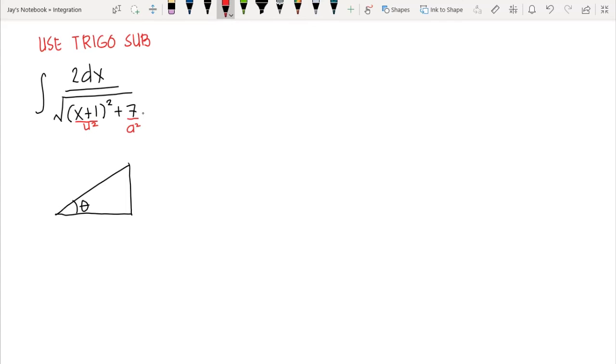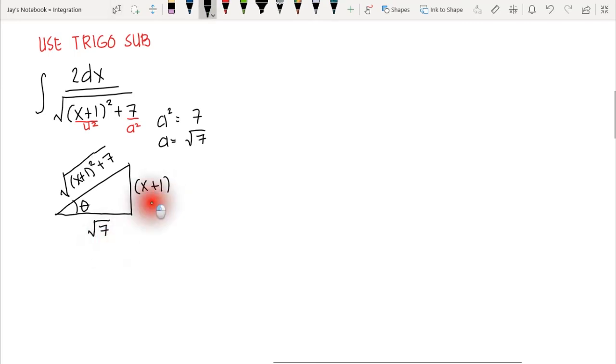We know that any function of x should be our opposite of theta. So we have here x plus 1 as the opposite, and the adjacent. Now our a, since a squared is 7, is the square root of 7. So this one here is the square root of 7. And then our hypotenuse is the square root of x plus 1 squared plus 7, of course. That's the length of the hypotenuse. You just add the squares of the adjacent and the opposite, then take the square root.